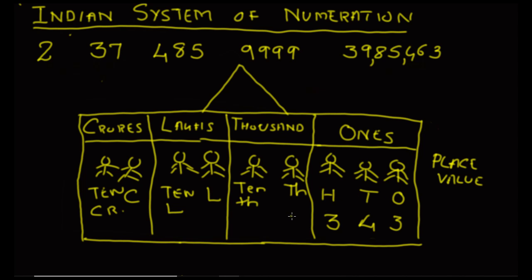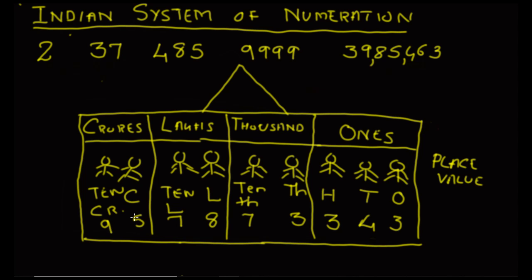Now let me place a 3 in the thousands period. How do I read this? 3,343. Then you have 7, 73,343. Here I have an 8, 8 lakhs, 8,73,343. If I'm going to have a 7 here, I would read it as 78 lakhs, 73,343. Then in the crores period, I'm going to have 5. It's going to be 5 crores, 78 lakhs, 73,343.